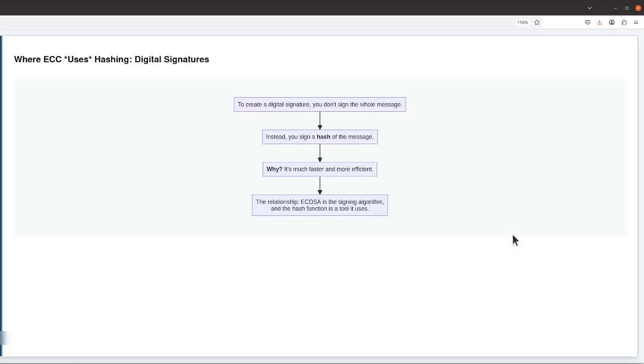Where ECC uses hashing: digital signatures. So, where do these two technologies meet? The primary intersection is in the elliptic curve digital signature algorithm, or ECDSA. When you sign a message, you do not actually sign the message itself, as that would be very slow and inefficient for large messages. Instead, you first create a short, fixed-size hash of the message using a function like SHA-256. Then, you use your ECC private key to sign the hash. The relationship is one of composition. ECDSA is the signing algorithm, and the hash function is a tool it uses to prepare the data for signing.